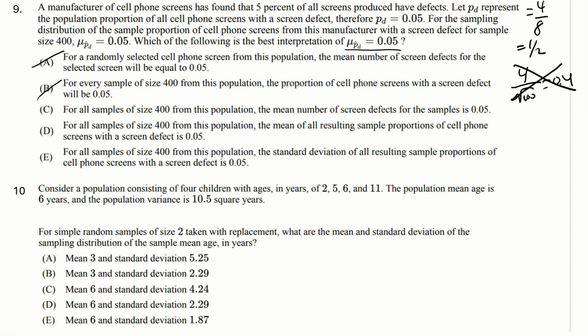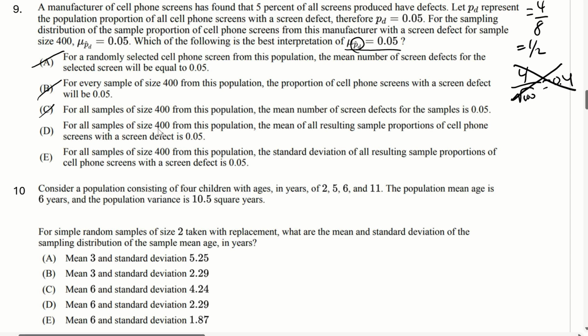So it's not B. C: for all samples of size 400, the mean number of defects is 0.05. No, not the mean number of screen defects. It's the proportion of cell phone screens, the average of that. So the average of the proportion of cell phone screens. So not C, just be careful with this type of question, because we're doing the mu of p hat. That means we're doing the average of the proportions, right?